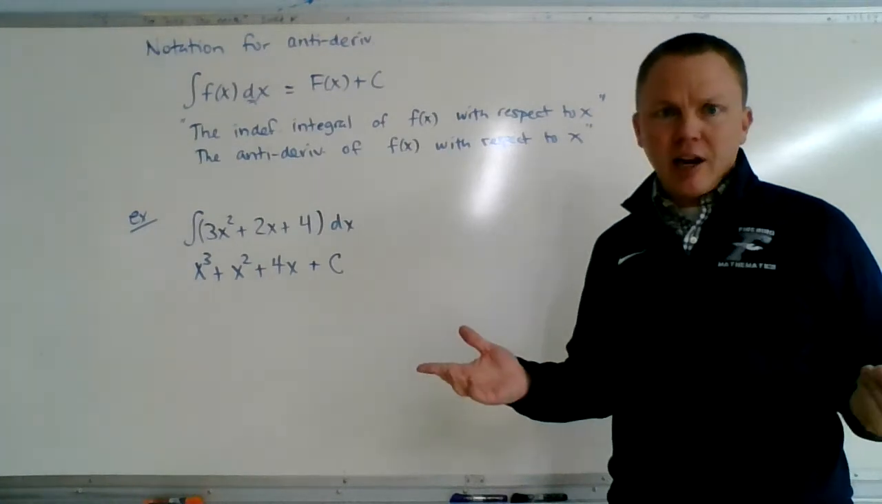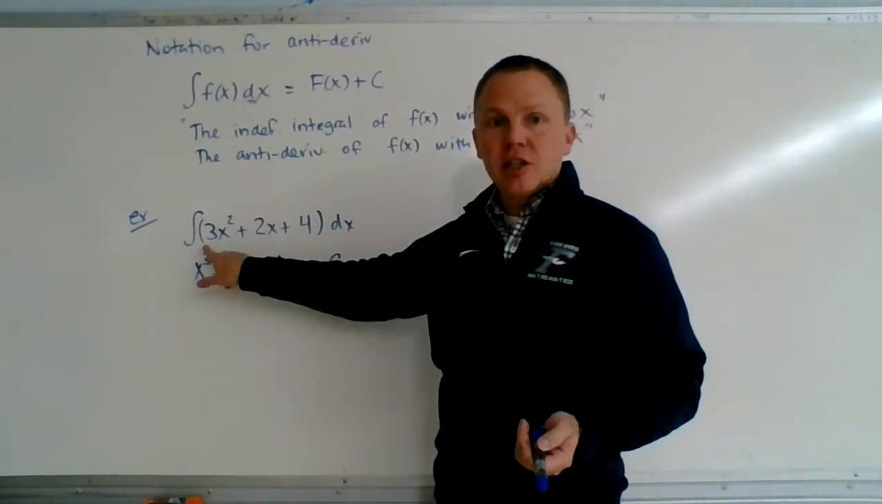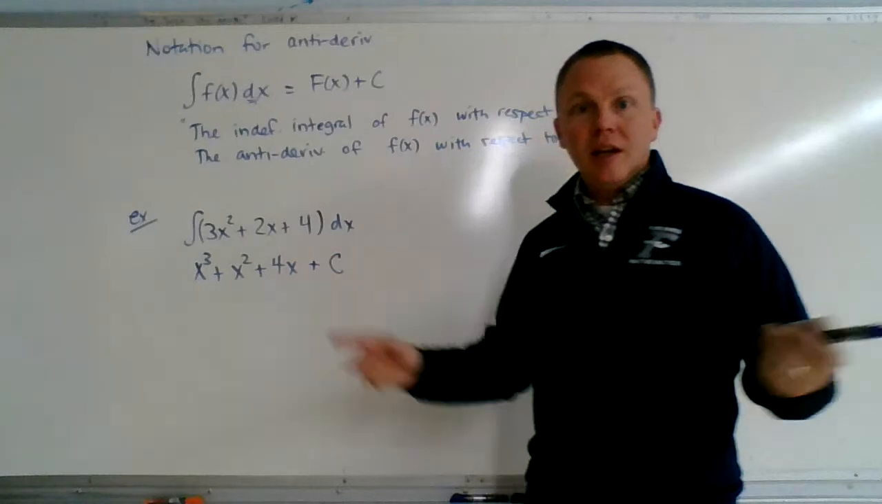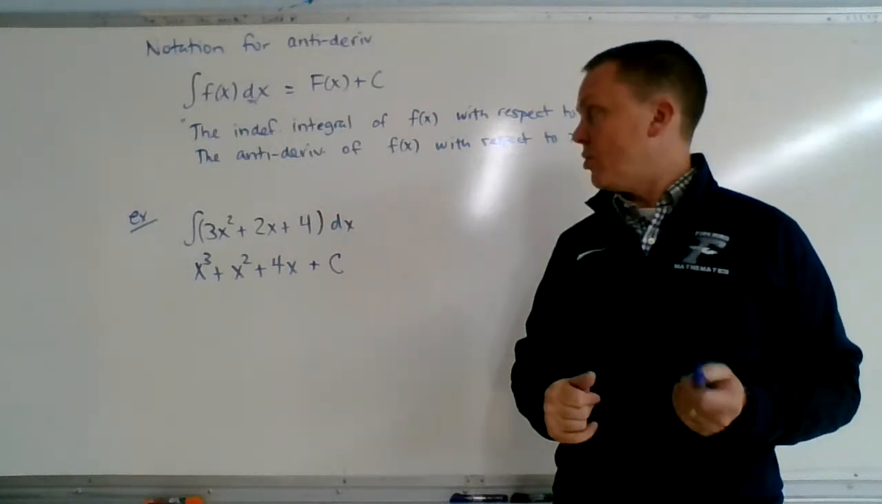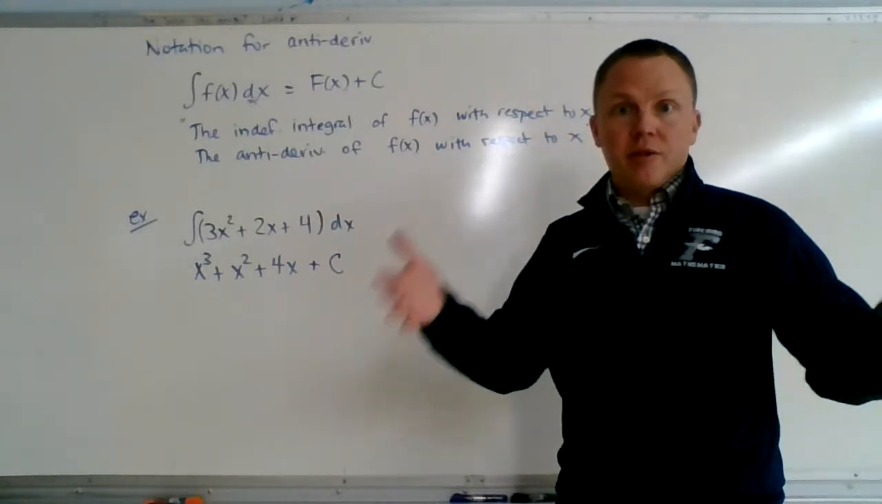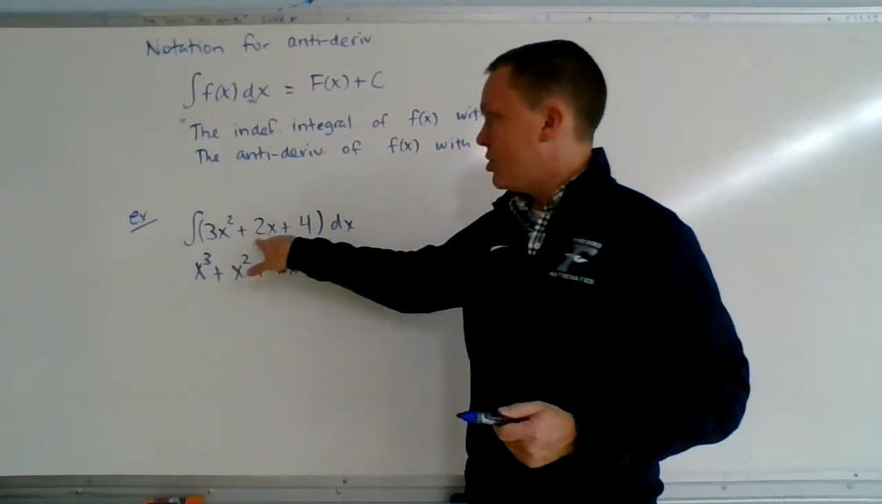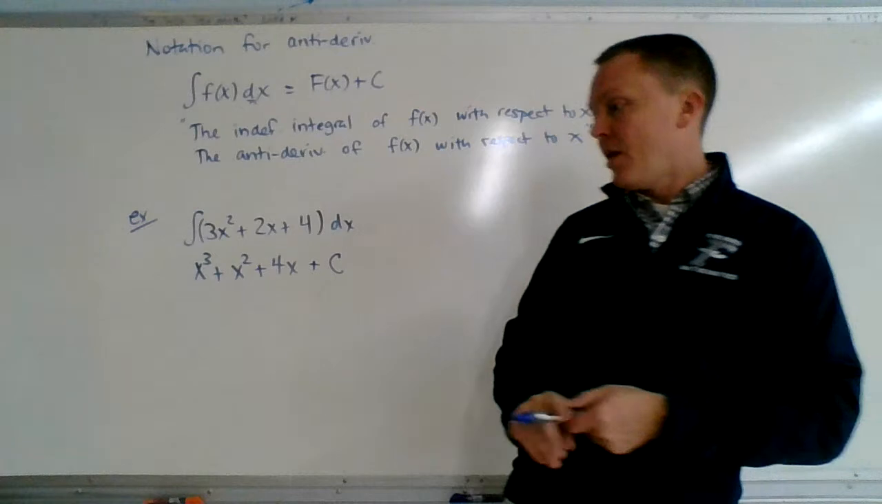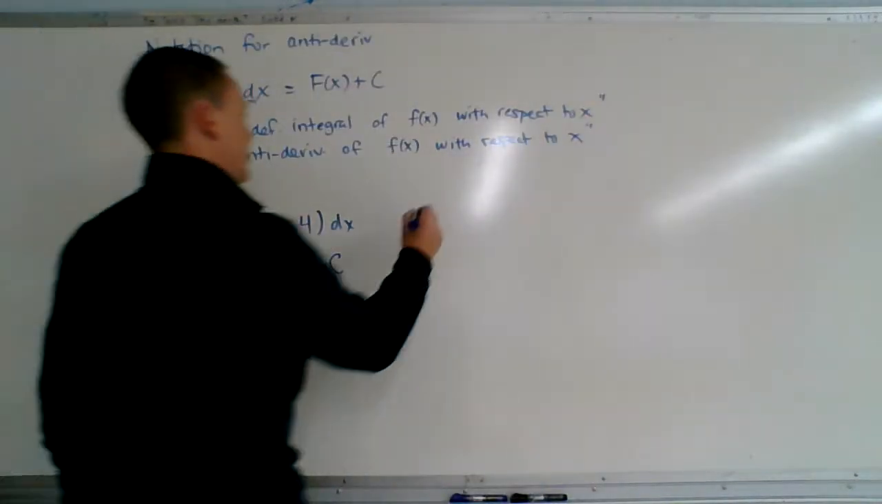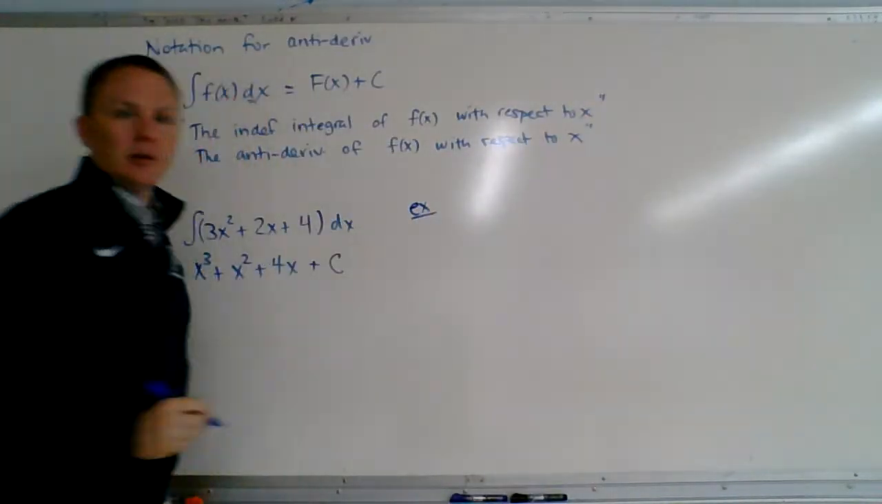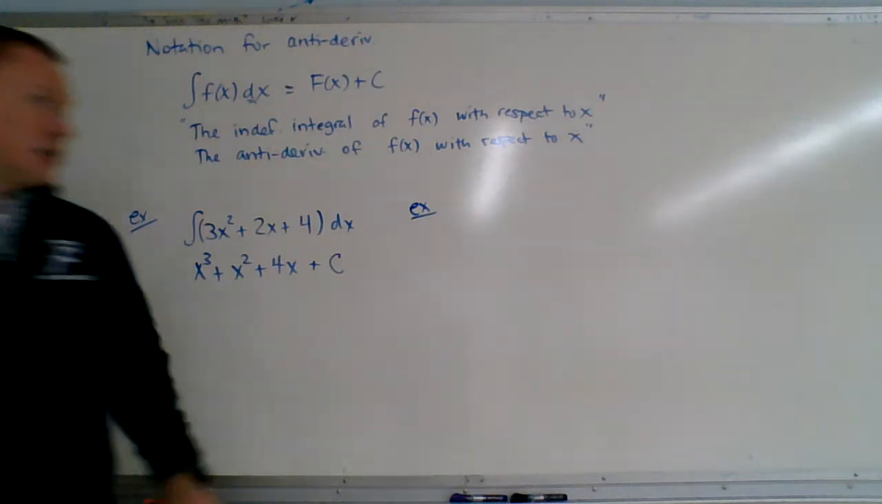Now, if you notice right out of the gate, the antiderivative of a sum is the sum of the antiderivatives. You know the rule about derivatives, the derivative of a sum is the sum of the derivatives. The same works for antiderivatives. So we can do this one piece at a time. Let's do another one. How about this?